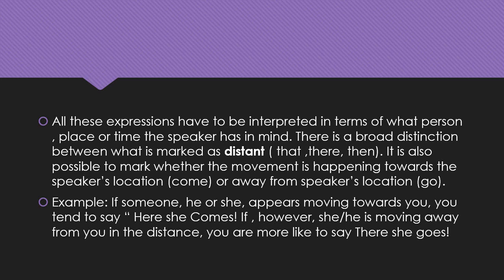There is a broad distinction between what is marked as distant, like that, there, and then. It is also possible to mark whether the movement is towards the speaker's location, for example the word come, or away from the speaker's location, for example the word go. So here's an example. If someone appears moving towards you, you tend to say, "Here she comes." If, however, she or he is moving away from you in the distance, you are more likely to say, "There she goes."